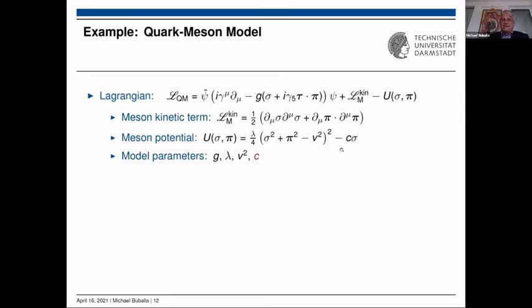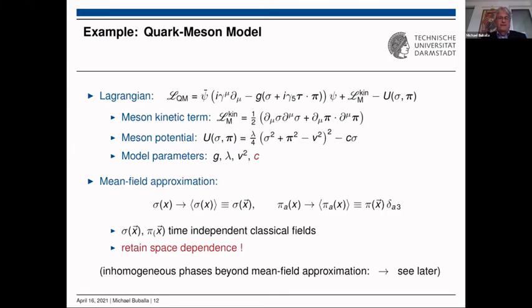Okay. Now, in the next step, and this is different from what Arno discussed, I will stick to the mean field approximation. So I will replace the quantum fields sigma and pi by their classical expectation values, which I will also call sigma and pi for simplicity. For the pion, I assume that this expectation value has only the isospin 3 component. But the main thing here is that I will not assume that these mean fields are spatially constant. In order to study inhomogeneous phases, I will allow them to depend on the spatial variable x, although I assume that they are time independent. And as I said, I will stick to the mean field approximation for the time being, but at the very end of my talk, I will also discuss inhomogeneous phases beyond the mean field approximation.